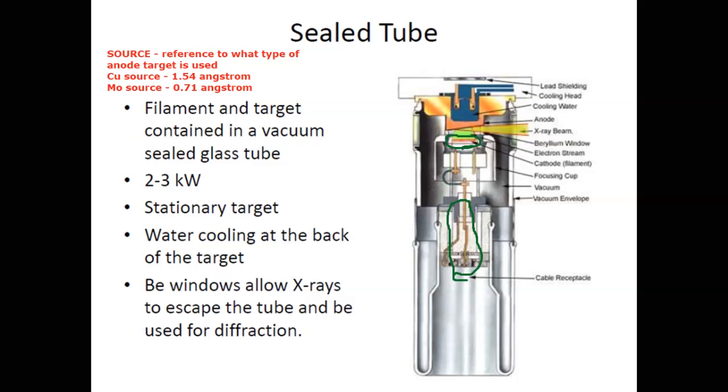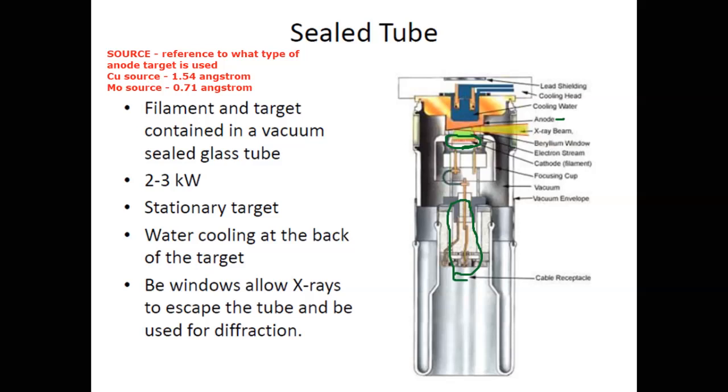The electrons strike the anode. The anode here is what's referred to as the copper source or molybdenum source. It's the type of metal that the electrons strike. Again, we use mainly either copper or molybdenum. When the electrons strike the anode, it produces X-rays, and these X-rays are produced perpendicular to the incoming electrons.